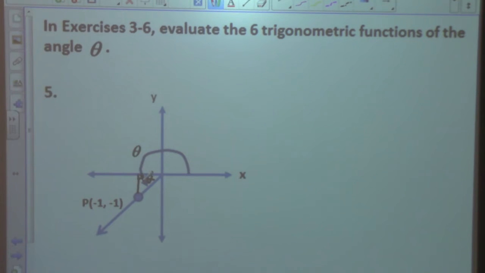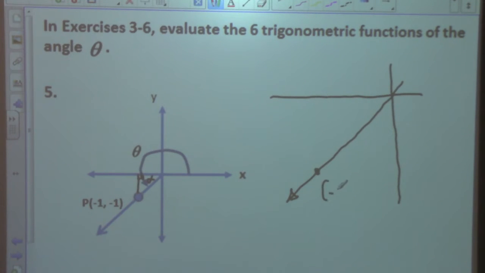So did you draw it over here on the side? Is that how you did this? Okay, Karina said she did this. So she drew it like this, and then this one here comes something like this. And here's your P, and that's (-1, -1), is that right? And then here's your reference angle. That reference angle is going to be right here, is that right? Okay, go ahead.